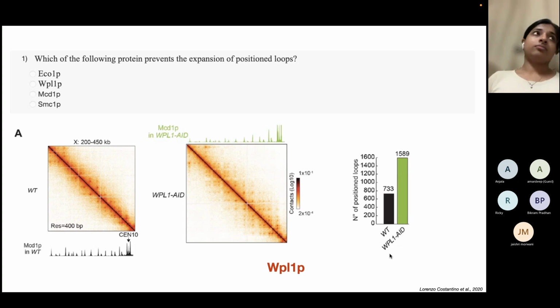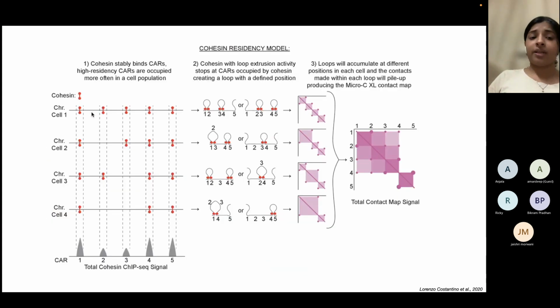So, what they conclude and what they conclusively prove is that this protein removes cohesin away from the loosely bound region. Like I said, cohesin can bind here also, there are dynamic cohesins, but something needs to remove it from this region so that it can go on and proceed to bind to a high residency car.